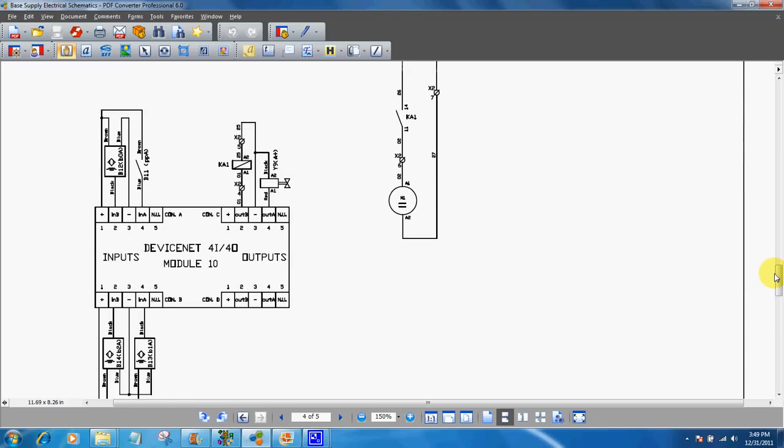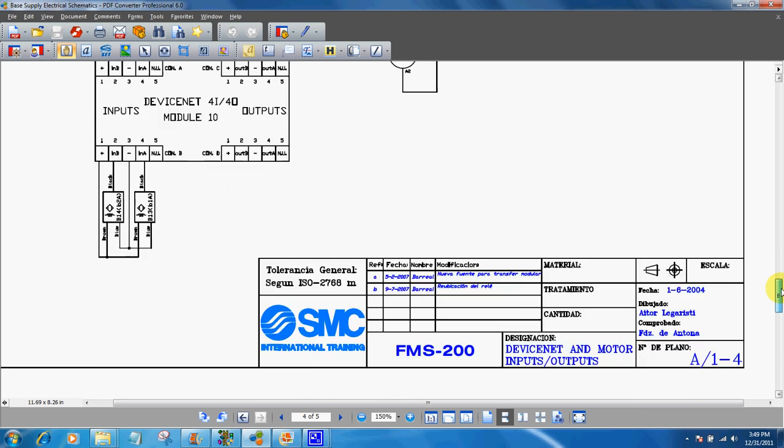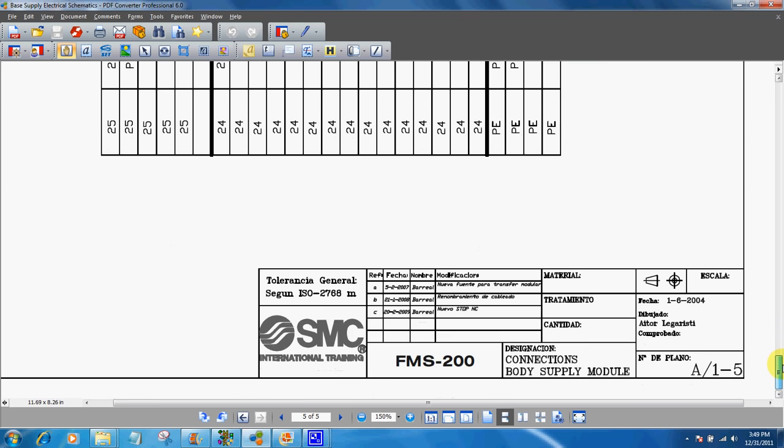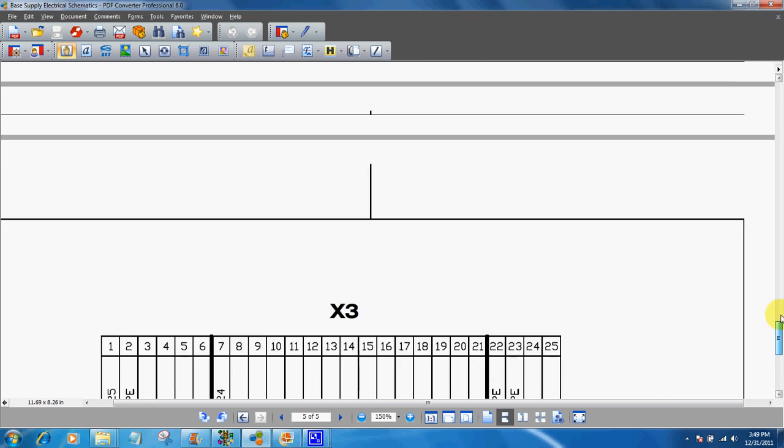And this is our DeviceNet module, which we will get into DeviceNet in a later lesson. And again, just some more terminal connections.